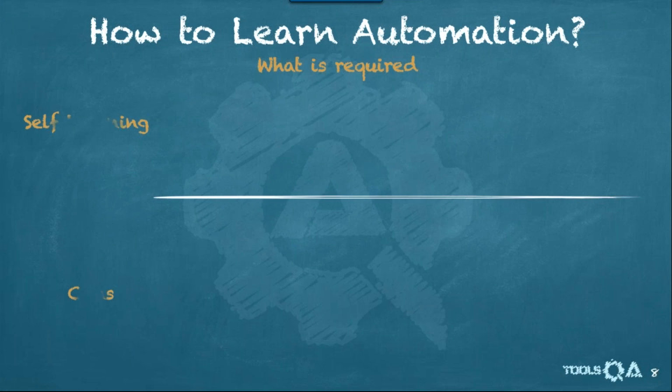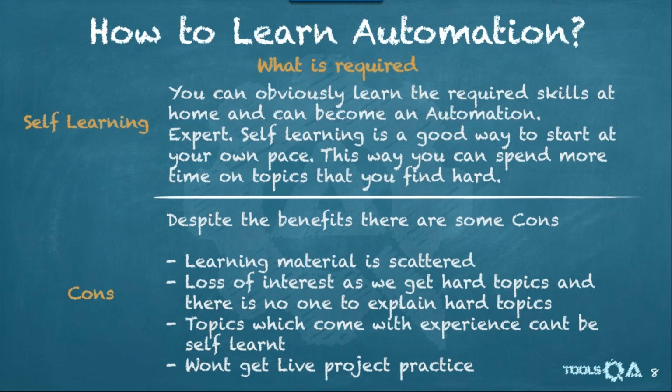The very first thing is you can actually do self-learning. You can go around, you can search for tutorials and you can read them, practice it on your own, and you can self-learn and you can understand the concepts pretty well. So let us look at the slide. So self-learning is the first option that we have. You can obviously learn the required skill at home and can become an automation expert.